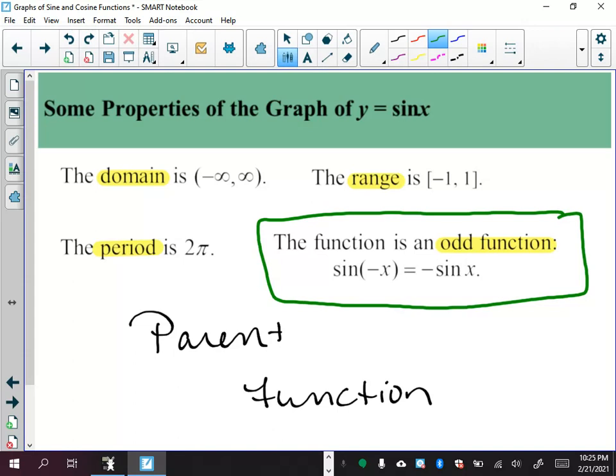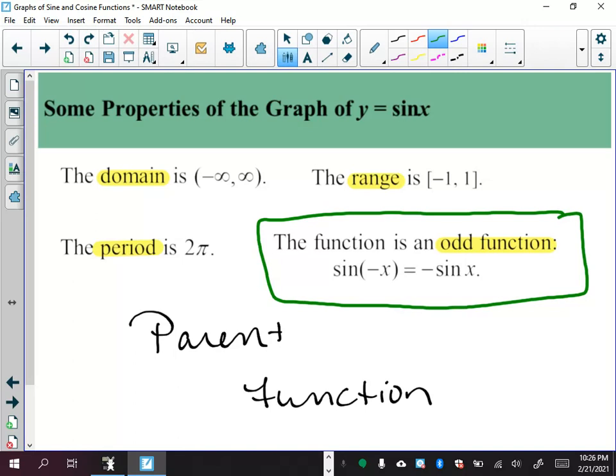The domain is always going to be from negative infinity to positive infinity. So basically the set of all real numbers. And it's just going to keep going. There's no gaps, there's no holes, there's no asymptotes, there's nothing. So it's continuous all the way through.